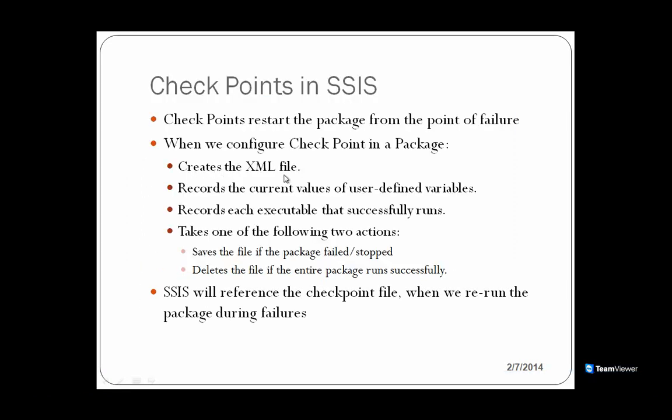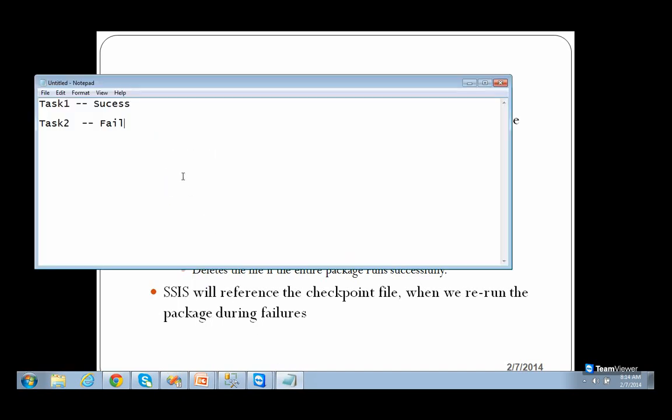So create an XML file. In this XML file, or it can be a text file also, it will maintain the status for each and every task and the values of user defined variables. It records each executable that successfully runs, and takes one of the following two options: saves the file if the package failed or stopped, deletes the file if the entire package runs successfully. So the file maintains information like this, and if the package runs smoothly, then this file is going to be deleted. The package will reference the checkpoint file when we rerun it. So this is the thing we have to understand.